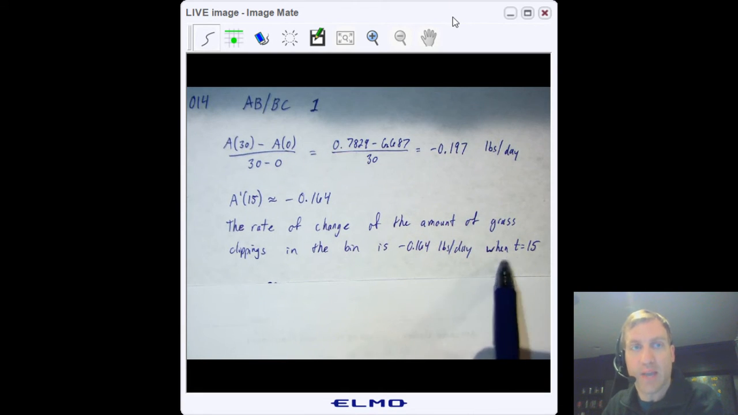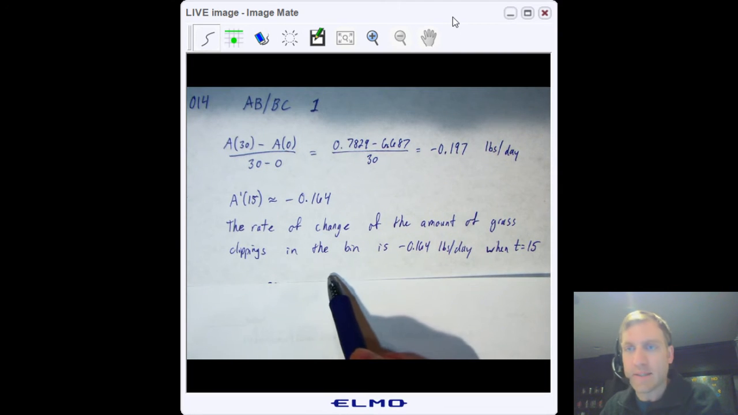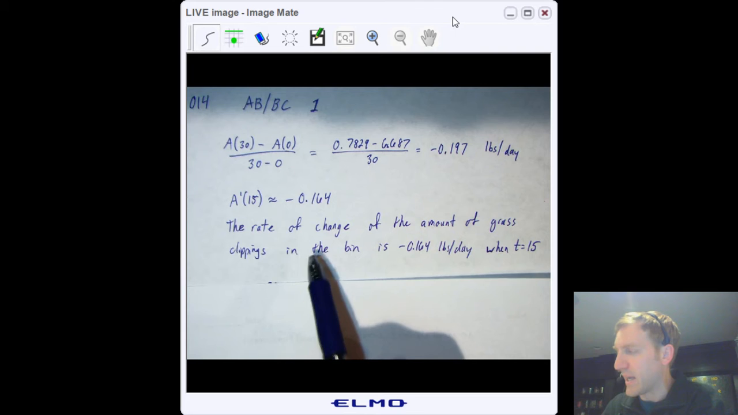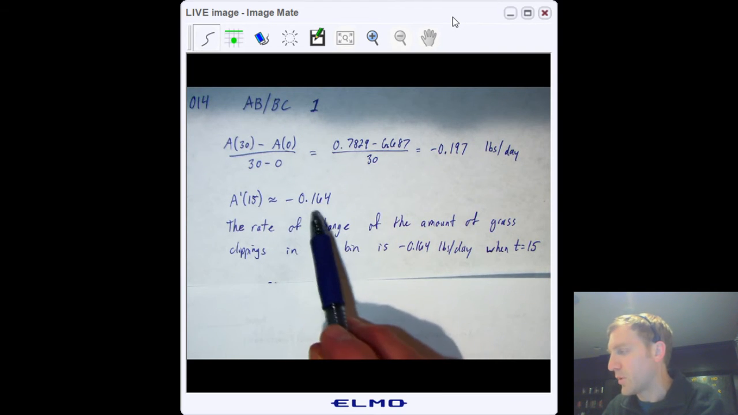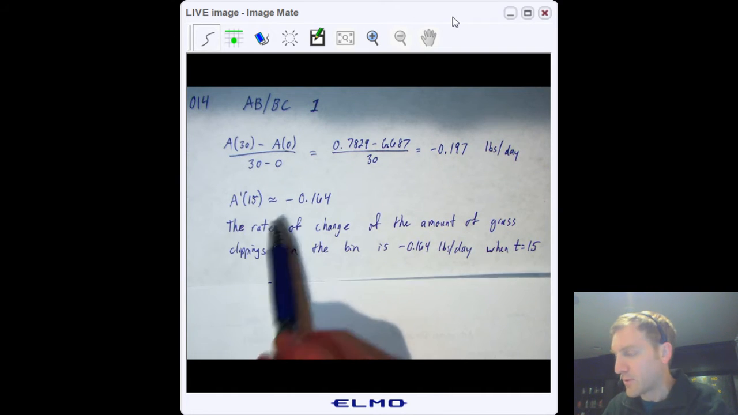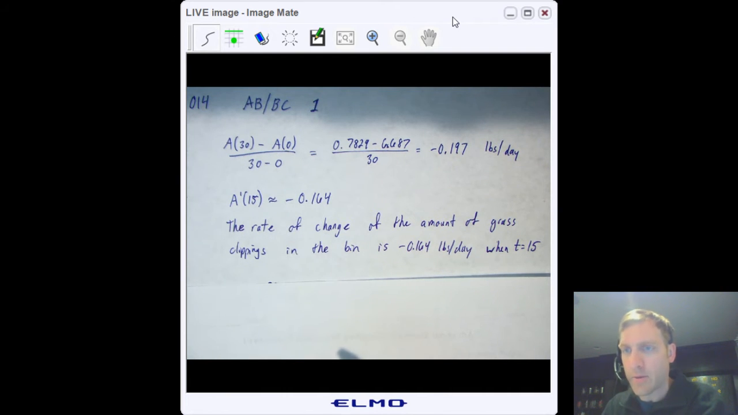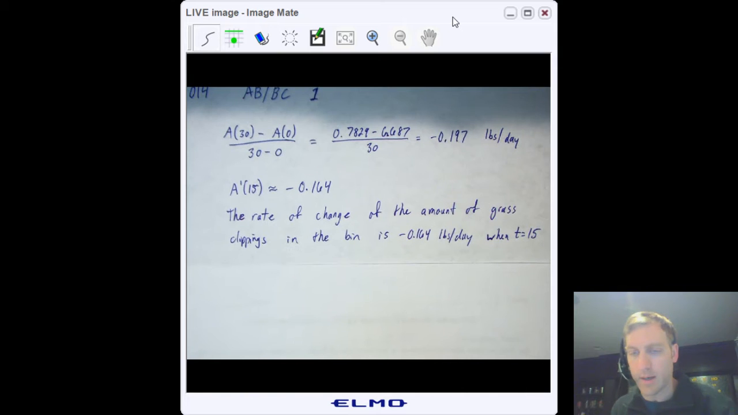Make sure you say that t equals 15. You must say whatever the x value is. Now, this isn't the only way you could say it. You could say the amount of grass clippings is decreasing by 0.0164 pounds per day when t is 15. Since it's negative, it's decreasing. If it was positive, you could say increasing. Either of those is correct, but you can always just say the generic rate of change, and that works too.